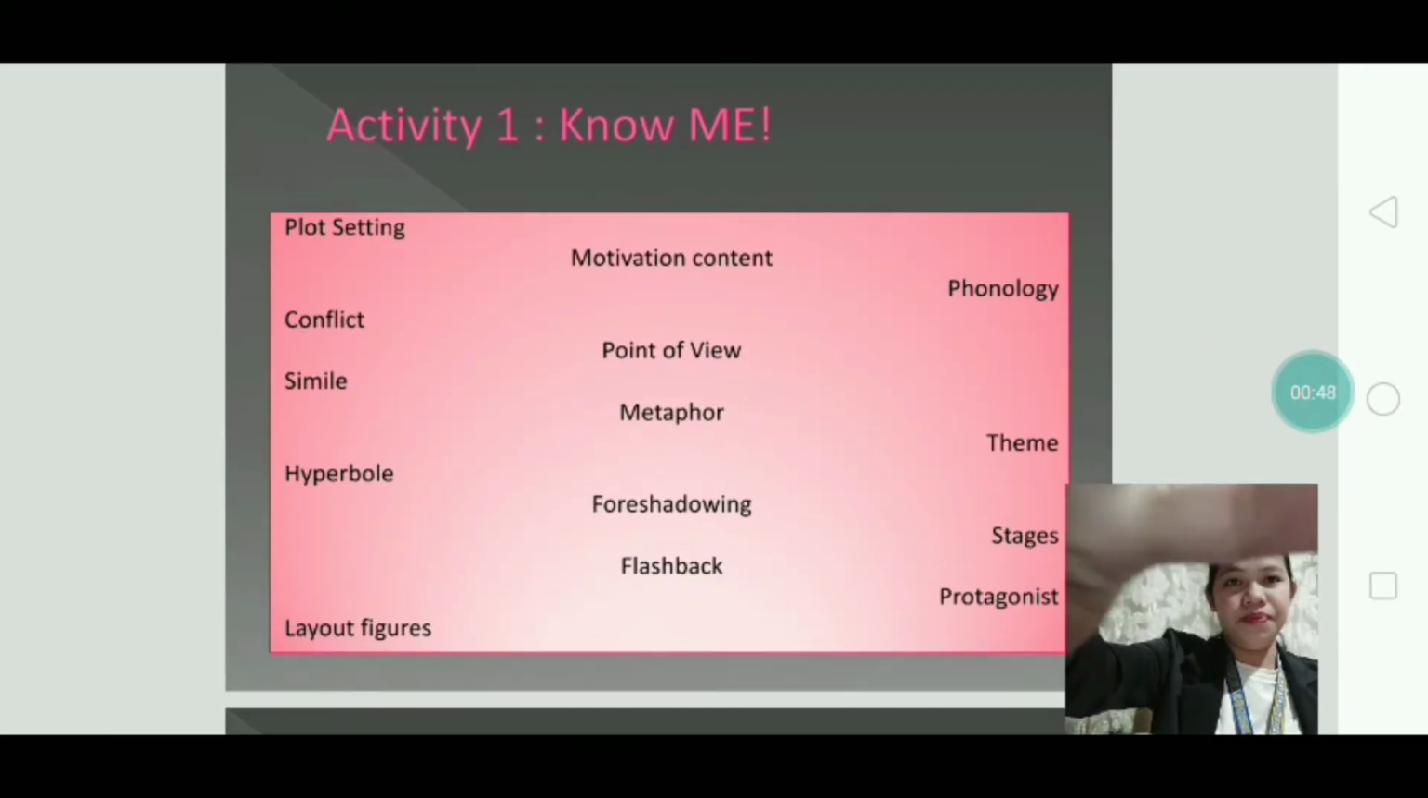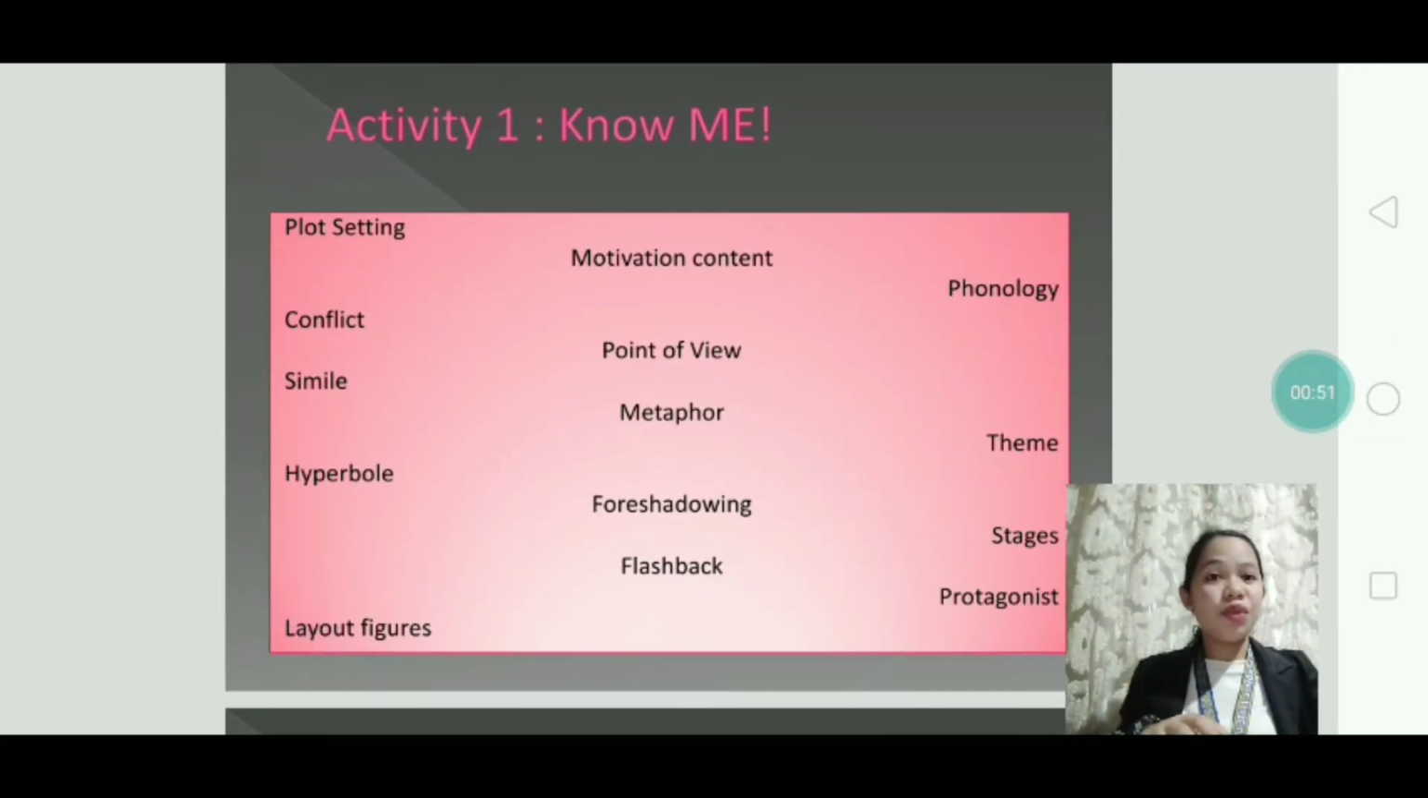Okay, next. Activity 1. For this activity, I want you to identify which are the various literary elements, and after you state the literary element, you will say fiction instead of cheese, and then take a unique pose of yours. Okay, let's start with Mr. Jonathan.